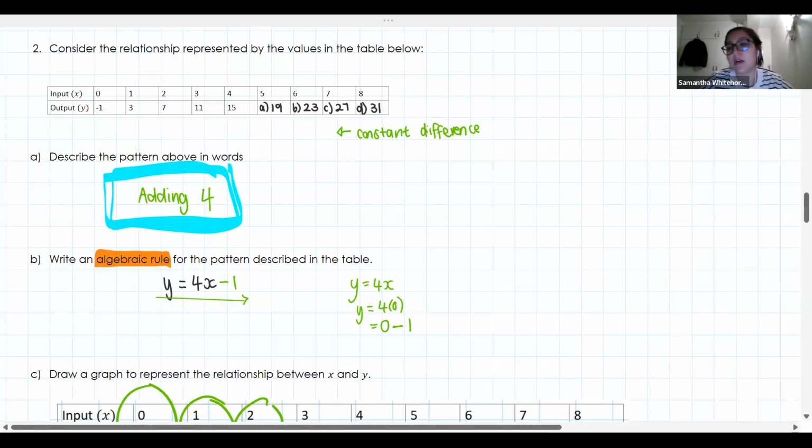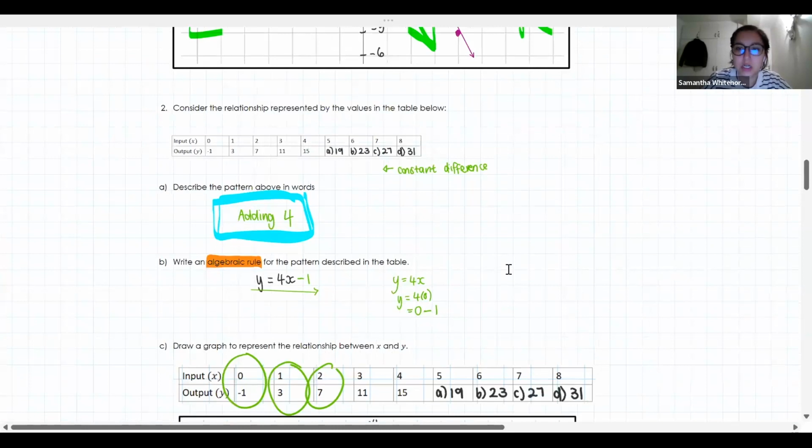I'm going to move down to the graph in a second now. Okay, going down to the graph for you to take a screenshot.